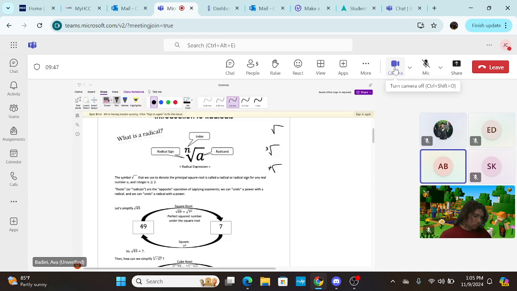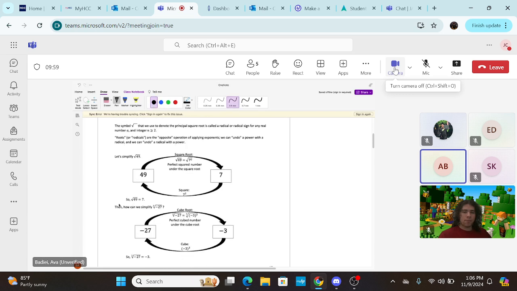Now it says roots or radicals are the opposite operation of applying exponents. We can undo a power with a radical, and we can undo a radical with a power. Now this is what we mean by this part of the package. It says, let's think about 49. So when we are having a 49, if you take the square root of it, it's going to be equal to 7. Now, if you raise that 7 to a power of 2, you're going to get 49 again. So taking the square root and raising it to a power are going to be the opposite of each other.